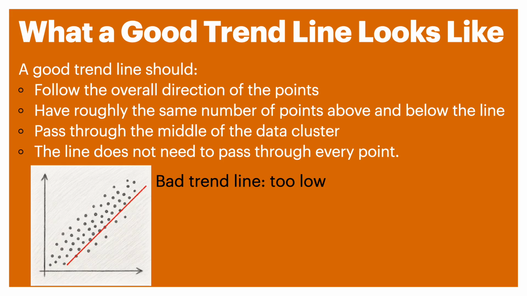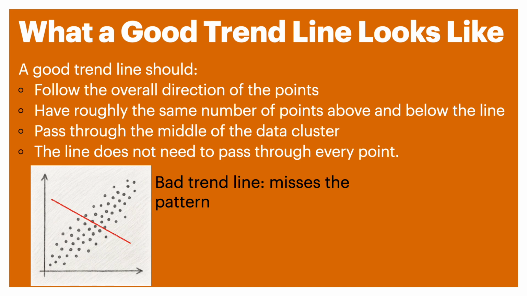Likewise, we can get another bad trend line that is too low. This has the opposite problem, too many points that are above the trend line and not very many points below. And then, of course, we could have a trend line that's exceptionally bad because it completely misses the pattern. This is a scatter plot with a positive association, but yet I have drawn a trend line that is negative. My line is going down, but my scatter plot is going up.